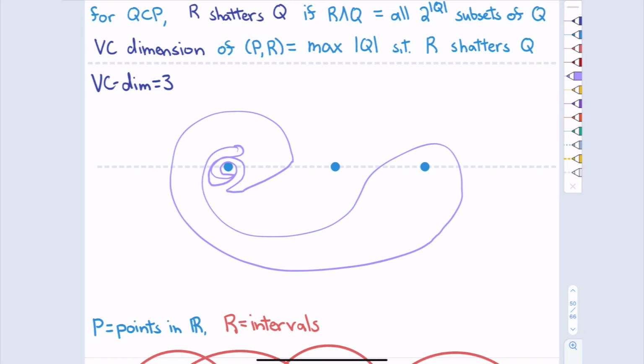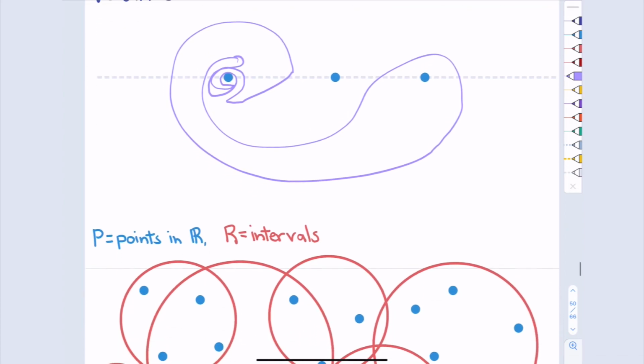So if I was able to draw a circle around the 2 outer points, you would not be able to induce this with an interval. Okay? That is one of the saddest things that ever happened to me. Okay. All right.